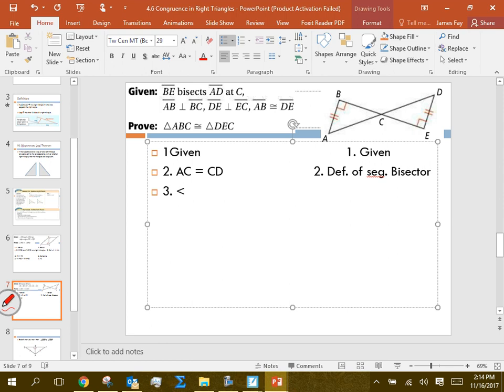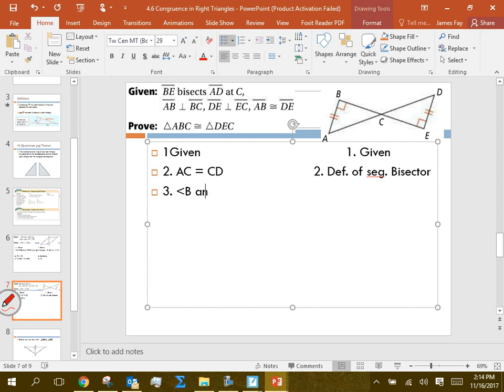If you look at just that phrase, AB perpendicular to BC, they have to intersect at B, right? So that tells you if they're perpendicular and they intersect at B, B has to be a right angle. Angle B is a right angle.